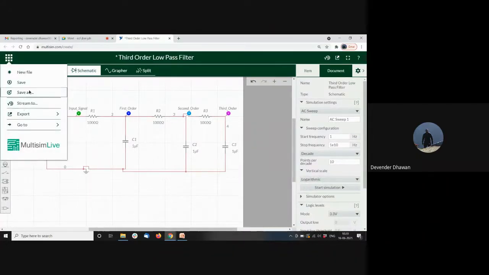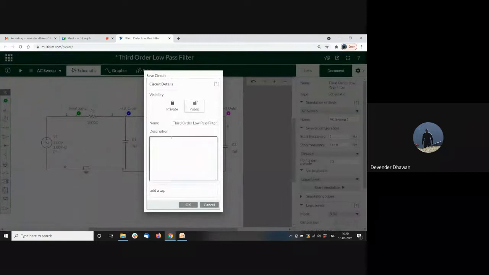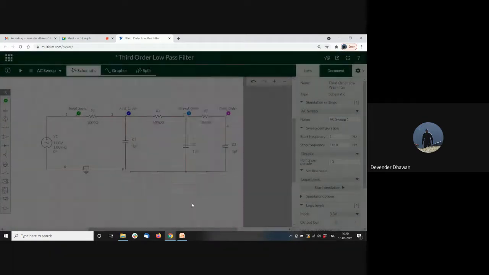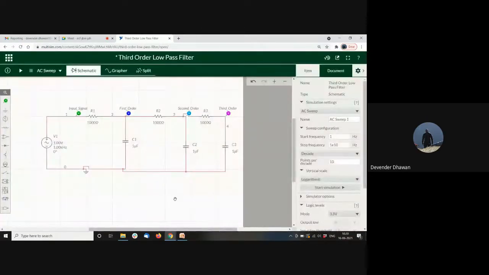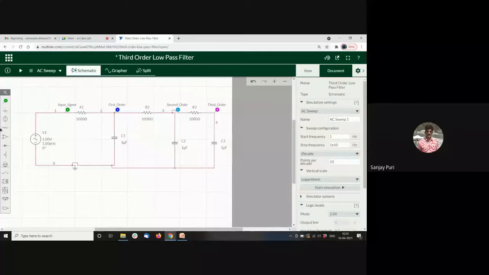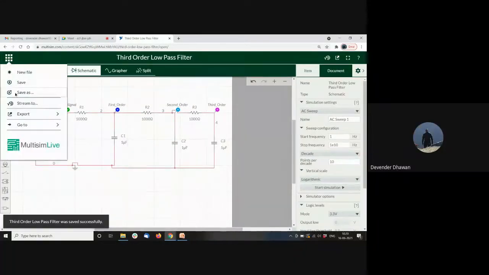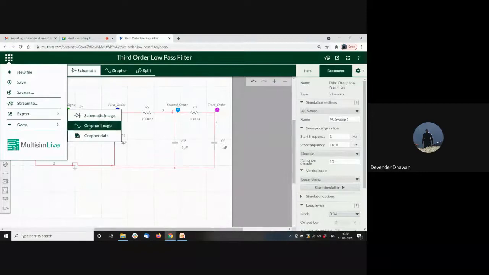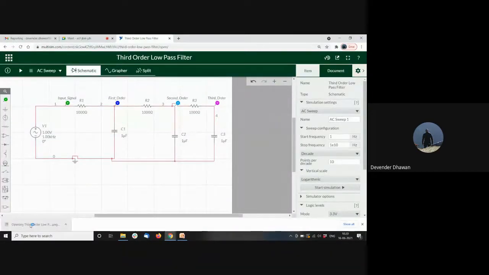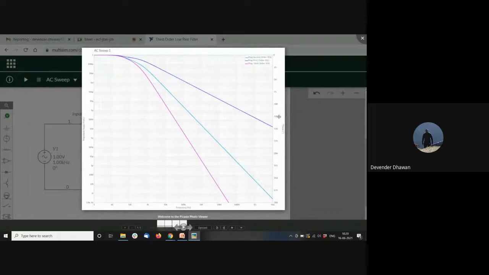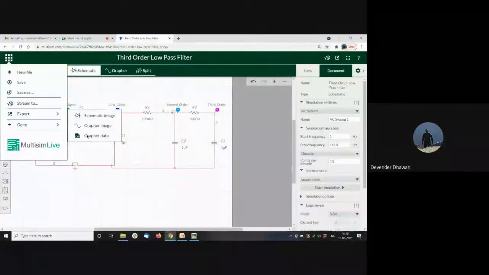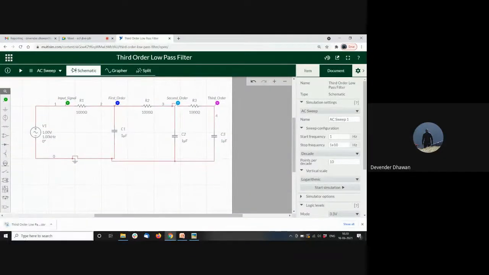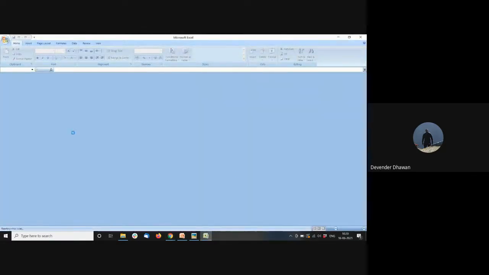I can just save this. It is public and I can tag anything, but I won't add any tag. It will save it in my circuits so that I can use it later on. I can even export the graph image also. Download the image, which would be like this, what I was having. Even the graph data, if you want to do some more analysis and you need Excel data of the graphs, then you can download the CSV file, and that file would look something like this one.